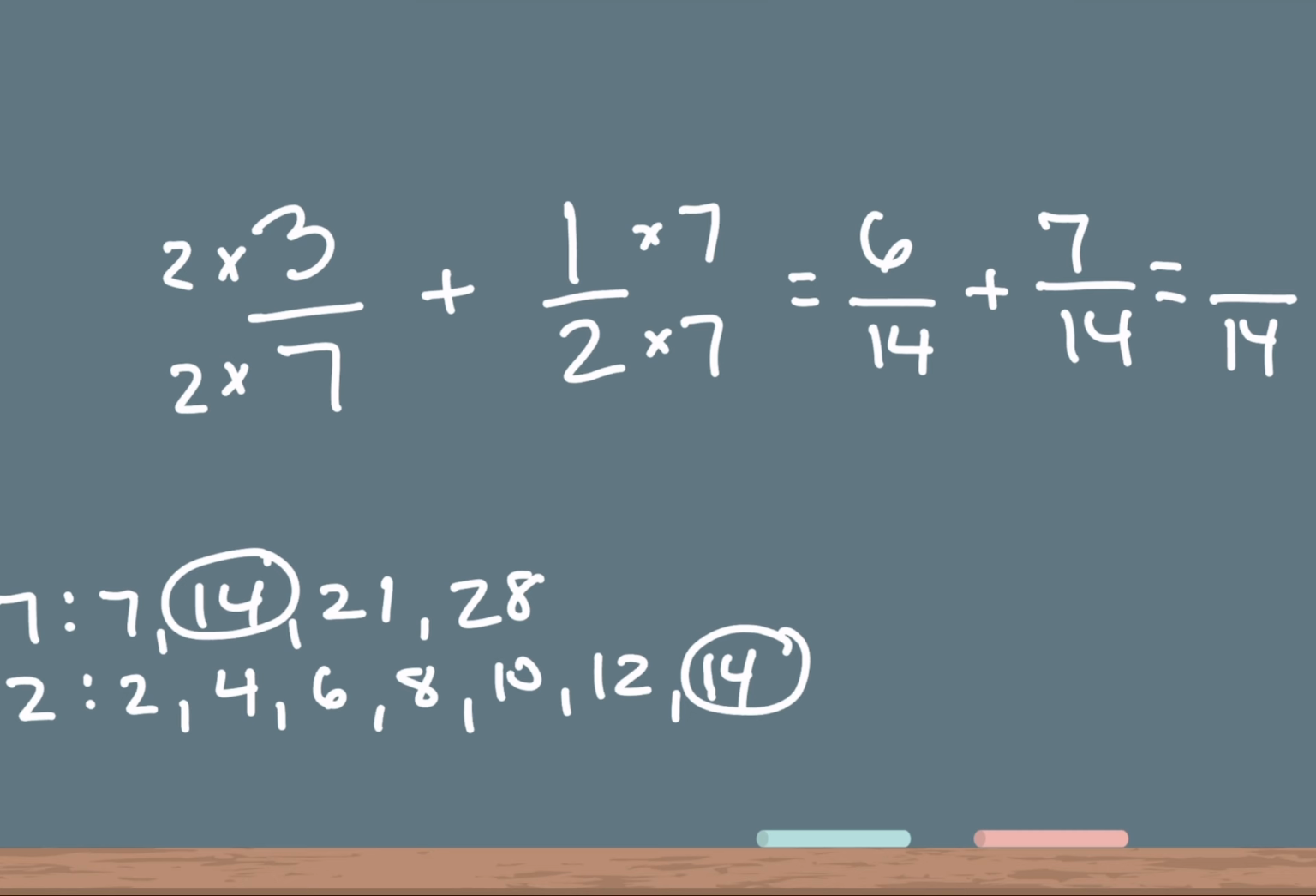All right, so 6 plus 7 is 13. Okay, so our answer to our first problem is 13 over 14. The next step would be to simplify, find a common factor. And in this case, this is the simplest version. There is no common factor for 13 and 14. So our answer is 13 over 14.